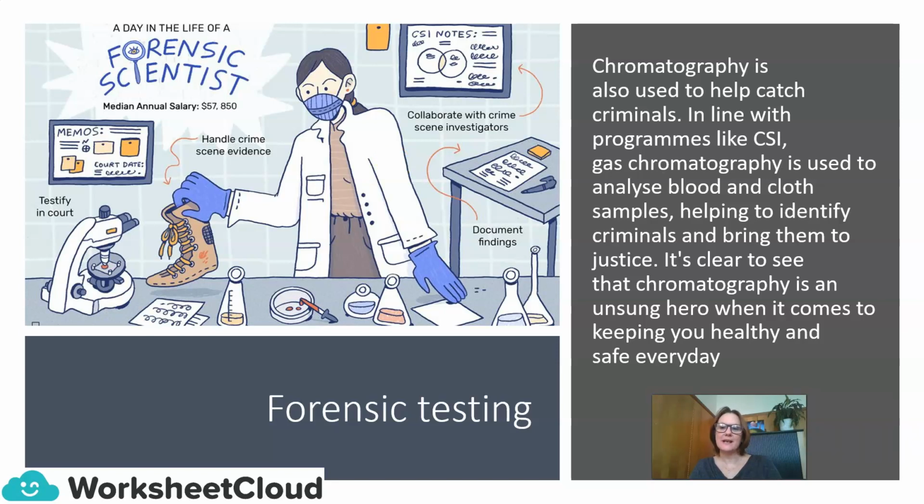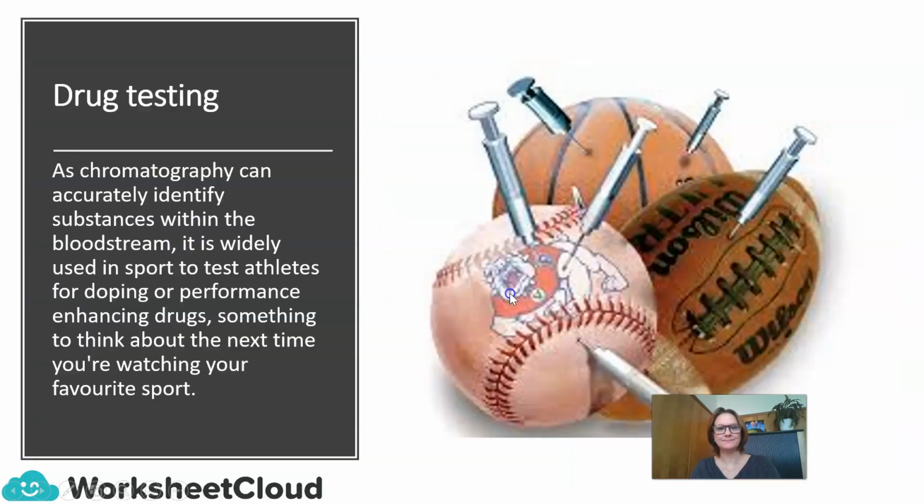In line with programs like CSI, gas chromatography is used to analyze blood and cloth samples, helping to identify criminals and bring them to justice. It's clear to see that chromatography is an unsung hero when it comes to keeping you healthy and safe. So for those of you who want to be forensic scientists one day, you need to study science. You need to know what chromatography is.